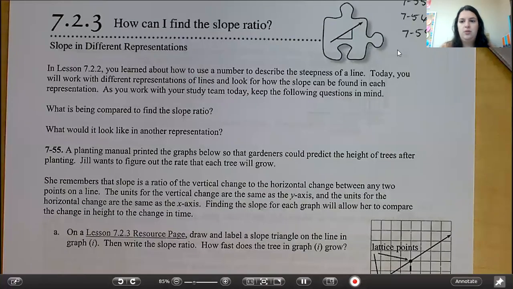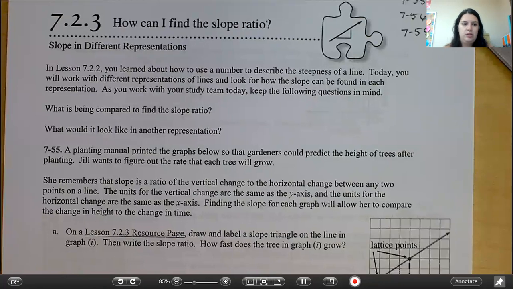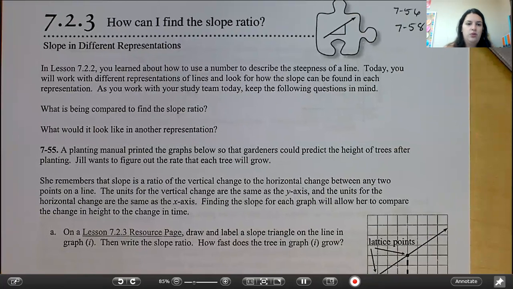Okay, hi everyone. I am here with your 723 lesson, How Can I Find the Slope Ratio, Slope in Different Representations. In lesson 722, you learned how to use a number to describe the steepness of a line. Today you will work with the different representations of lines and look for how the slope can be found in each representation. As you work with your study team today, keep the following questions in mind.